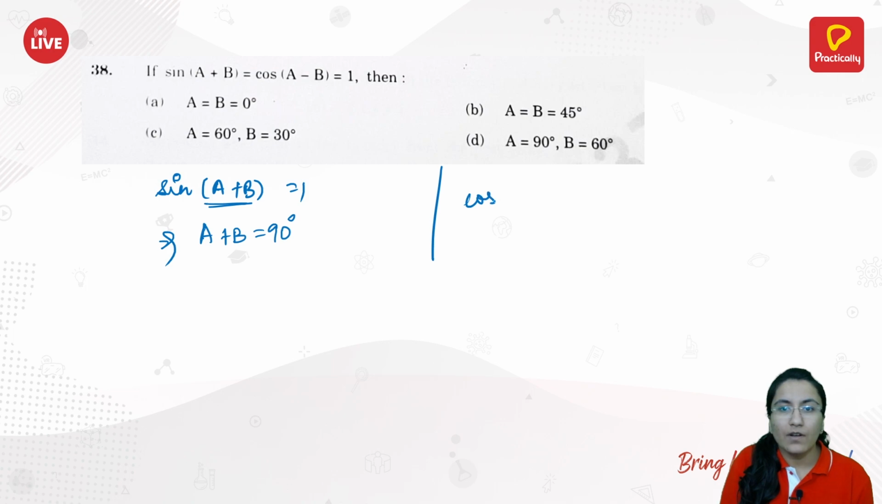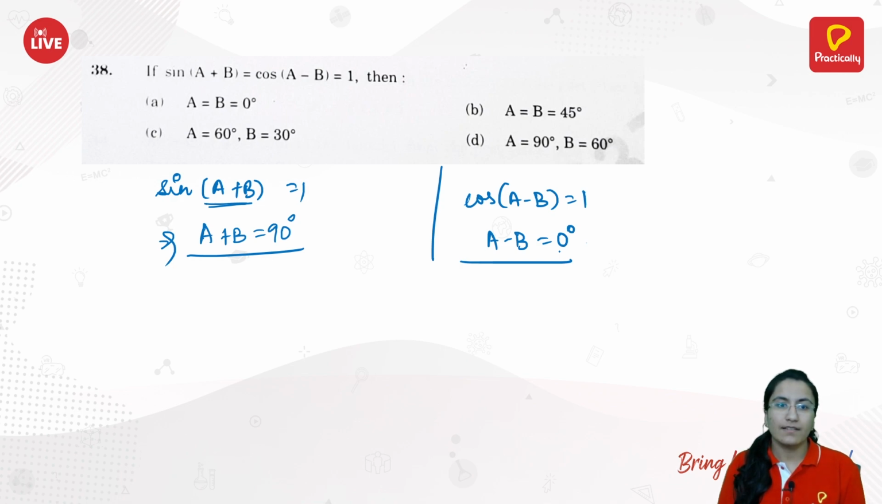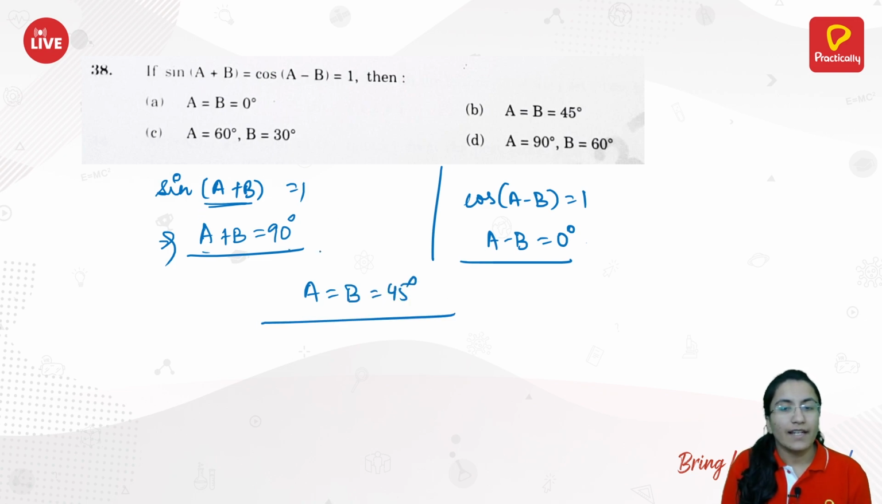Next, cos of A minus B is equal to 1. That means A minus B is equal to 0 degrees. Right, A plus B is 90 degrees, A minus B is 0 degrees. So if you solve both, you would get A equals B equals 45 degrees. So sum is 90, difference is 0. So option B, 45 degrees each, is the correct answer.